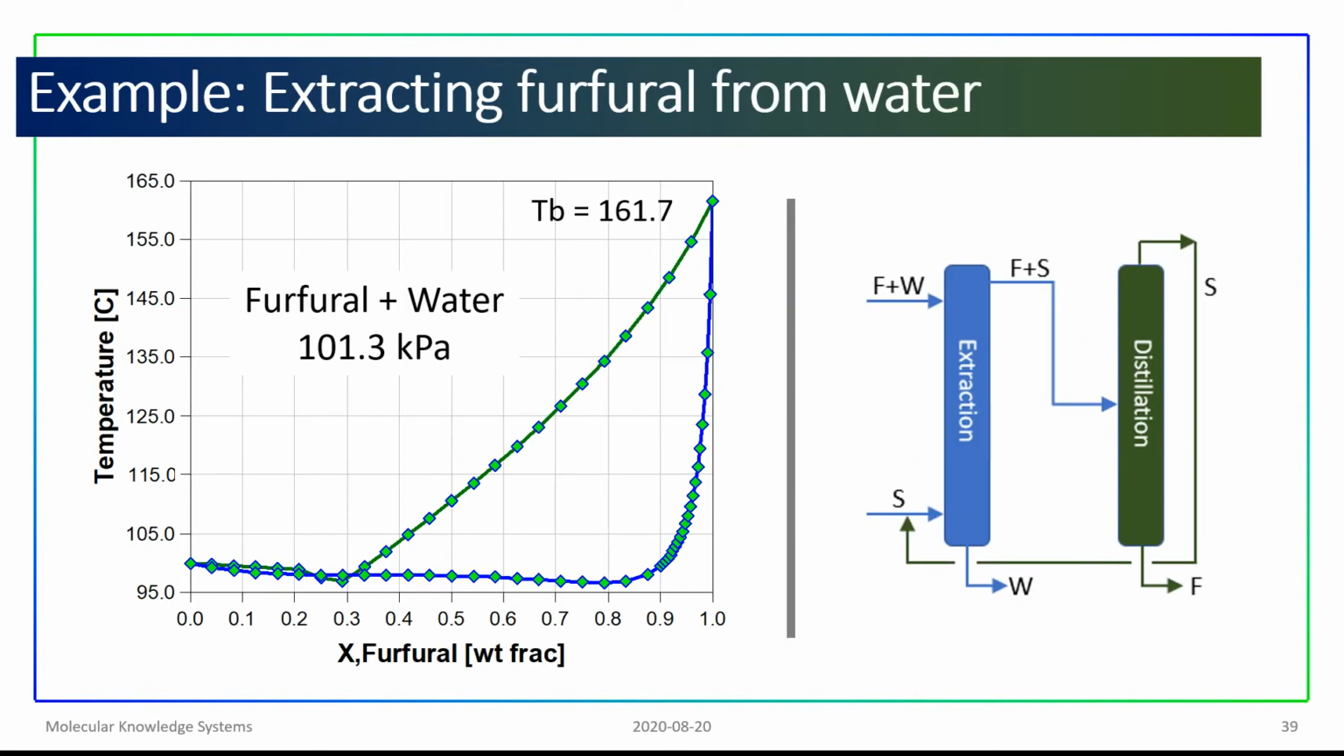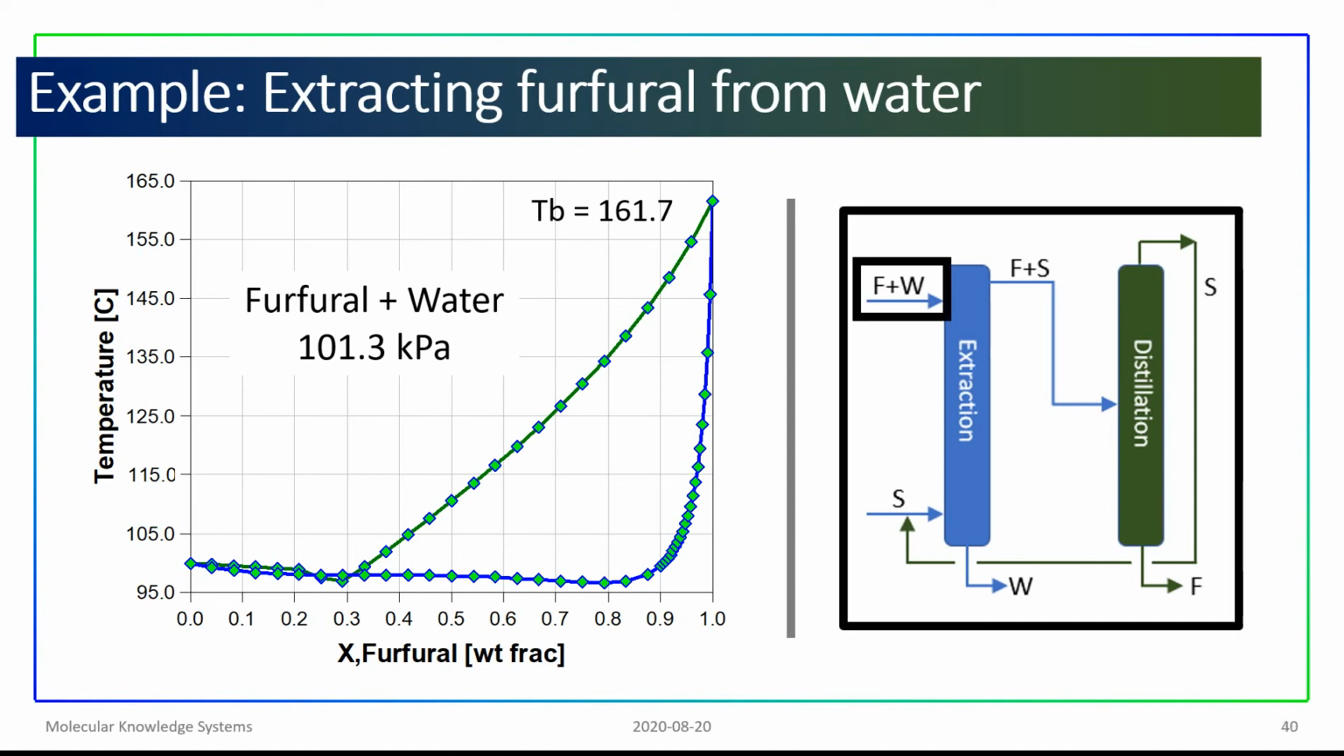Furfural is a popular bio-based chemical that has the potential for becoming a platform chemical for many new products. Unfortunately, even though the boiling point of furfural at 161.7 C is very different from the boiling point of water, as the graph shows here, furfural and water form an azeotrope. Thus, simple distillation will not work as a separation process. Typically, an extraction process is performed. So our goal is to find an extraction solvent that can separate furfural from water.